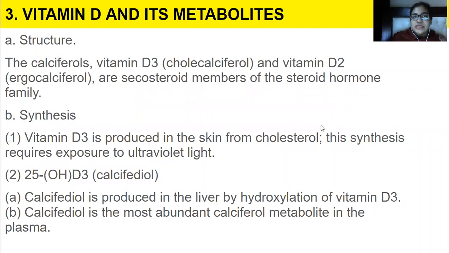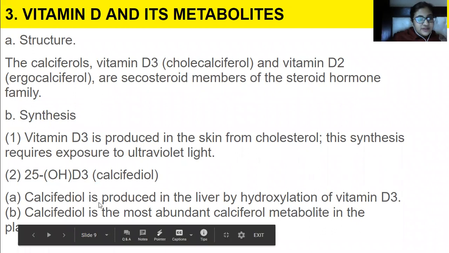Then we have vitamin D and its metabolites. So the structure: the calciferols, vitamin D3 and vitamin D2, are secosteroid members of the steroid hormone family. When we talk about synthesis, we all know, especially during COVID, everybody was so worried, still they are worried, that we are not getting enough sunlight, right? So vitamin D3 is produced in the skin from cholesterol. The synthesis requires exposure to ultraviolet light. Calciferol is then produced in the liver by hydroxylation of vitamin D3. That is calcifediol, produced by the liver, and it is the most abundant calciferol metabolite in the plasma.